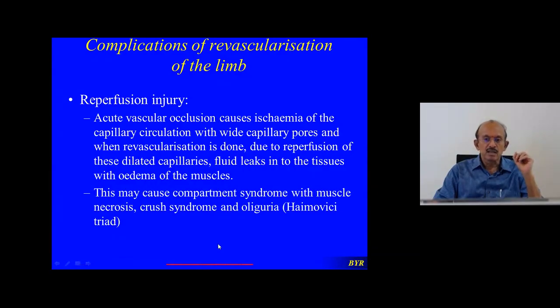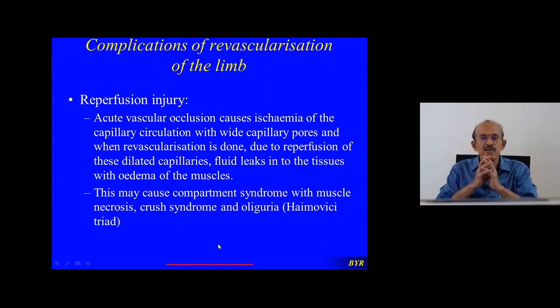So this may cause compartment syndrome with muscle necrosis, crush syndrome, and oliguria. So this will cause a phenomenon of crush syndrome. The deep fascia is tight. The muscles are expanding inside, but the deep fascia will not permit the muscles to expand because it's tight fascia. So the muscles are subjected to compression, almost like crushing.